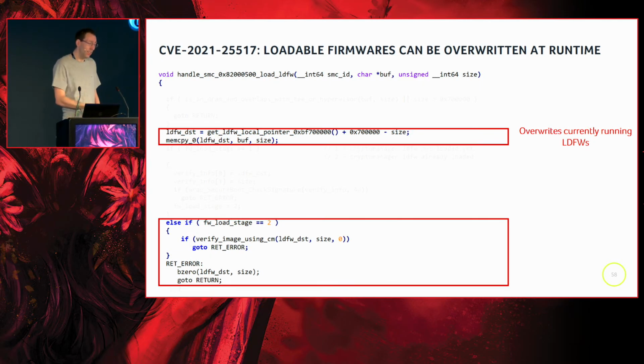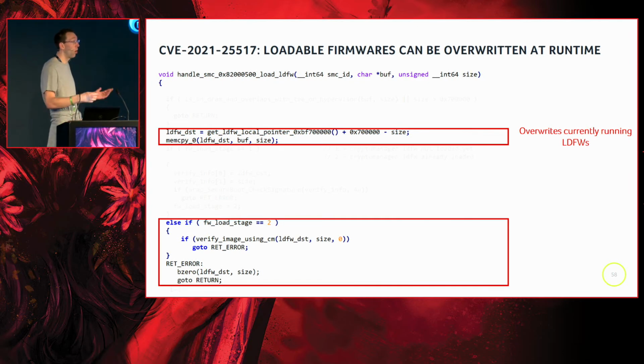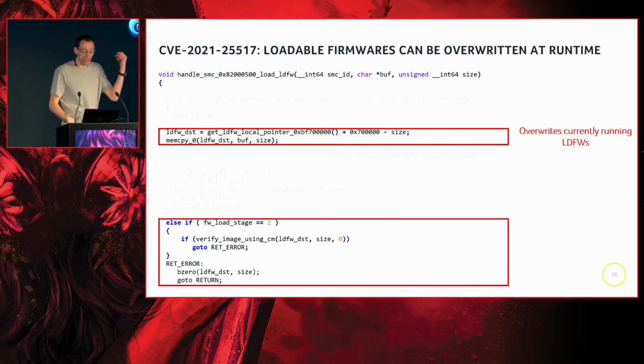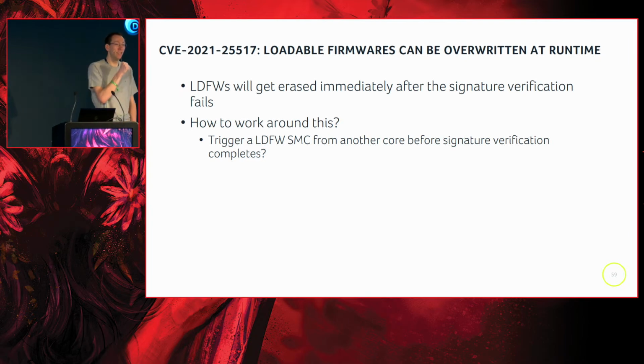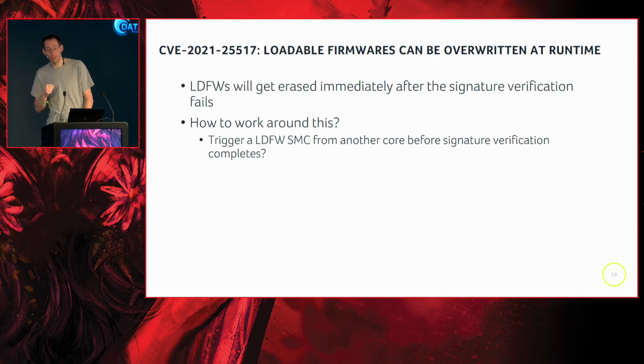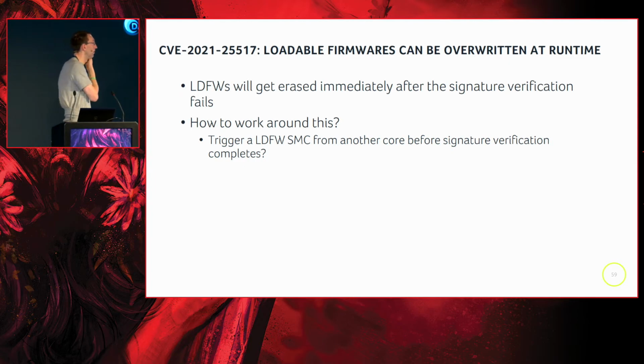But you have seen what happens with the phone. Either because we directly fill it with zeros, or you try to put some real code there, it will zero it out, and the phone will crash within a fraction of a second, because those loadable firmware are in use. So how can we prevent this zeroing out after the signature verification fails? Can we somehow bypass the signature verification? We can maybe race it.